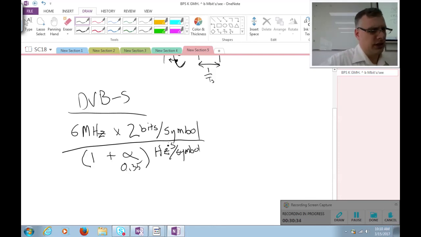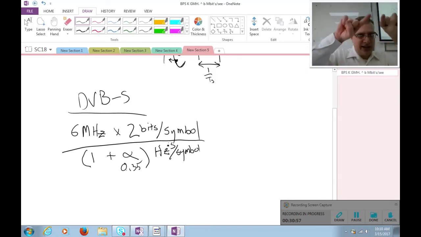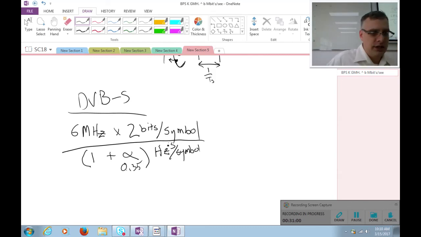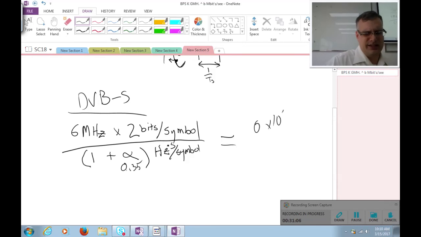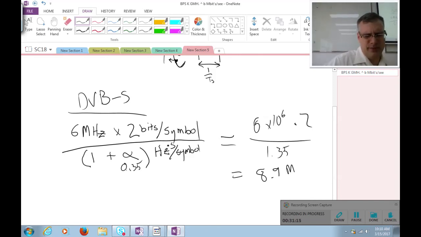1 over symbols. So basically, if I had a roll-off factor of 0, I would divide this calculation by 1, because I have BPSK or QPSK with perfect symbols. But we know that when the roll-off factor is 0.35, I have to sacrifice, kind of broaden my time domain pulses in order to squeeze all the spectrum into my allotted bandwidth, because I got that roll-off to contend with now. And so if I do this calculation for DVB-S, I get 6 times 10 to the 6 times 2 divided by 1.35, or 8.9 megabits per second.